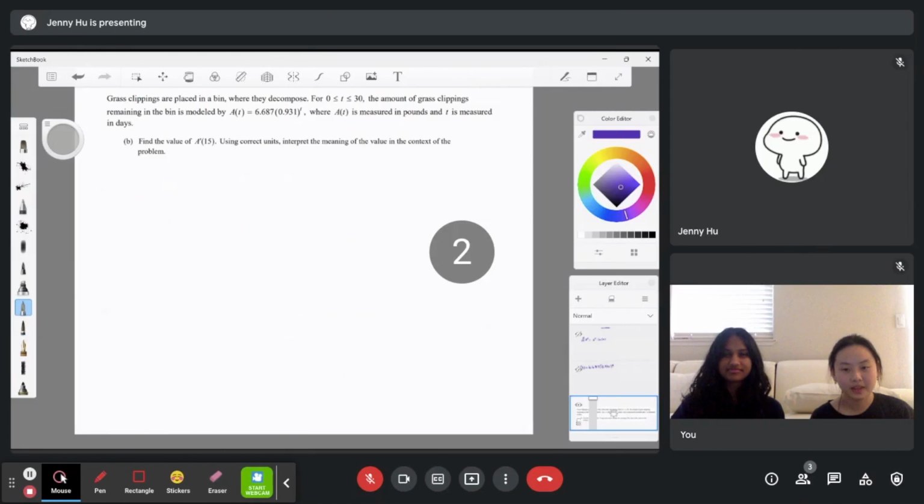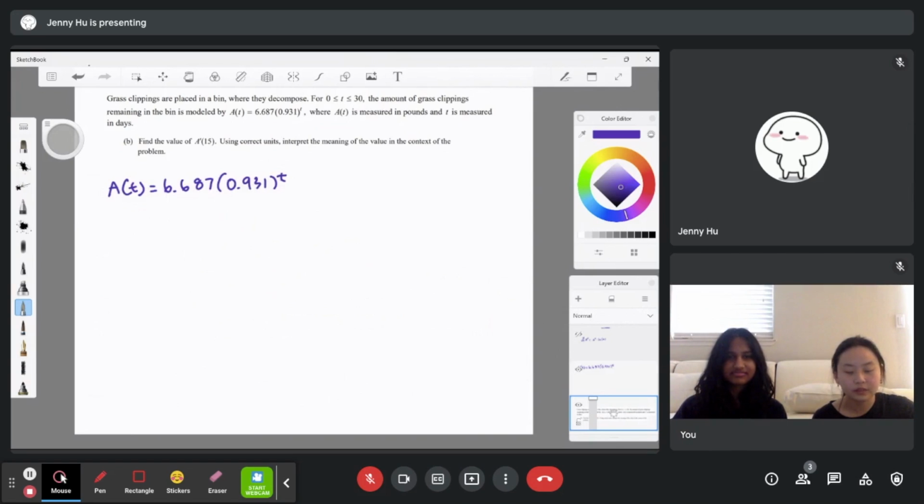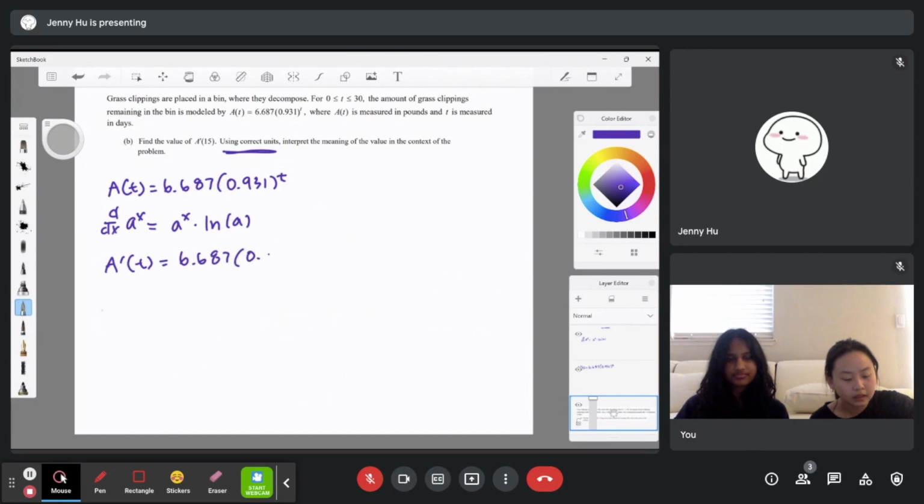Moving on to part B, all it's asking for is the derivative of A of t when t is equal to 15. And we know that A of t is equal to 6.687 times 0.931 to the power of t. And let's recall that the derivative of a to the power of x is just a to the power of x times ln a. Therefore, the derivative of A of t would just be 6.687 times 0.931 to the power of t times ln of 0.931.